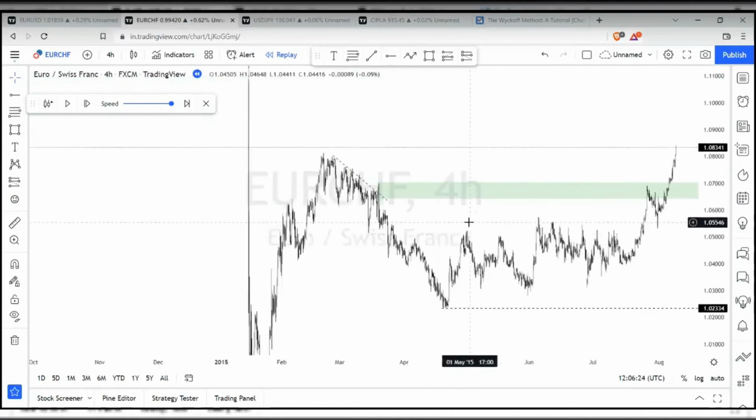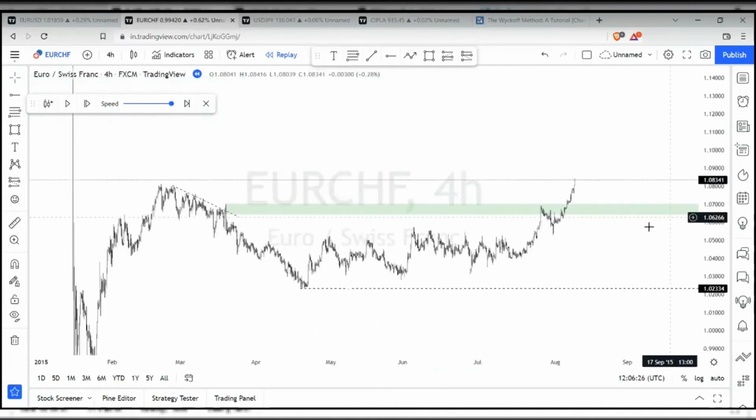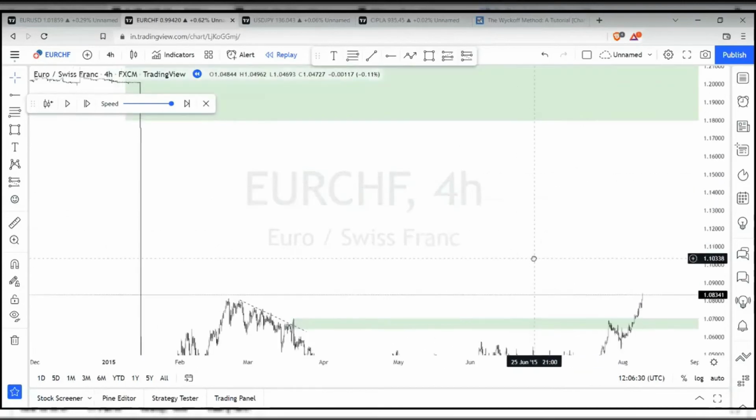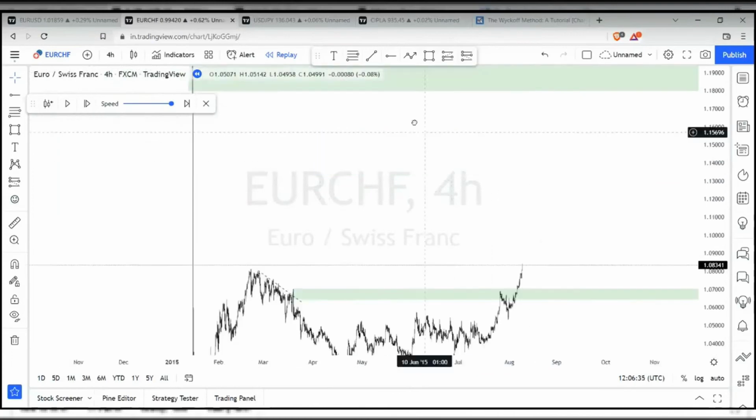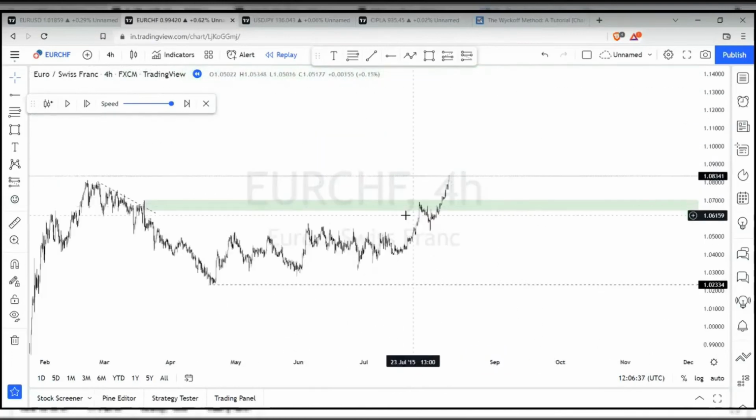So, are you surprised that price came up here? No, you should not be. Why? Because there is a zone again above here that we expect price to come to. So now what happened? Our bias changes now.